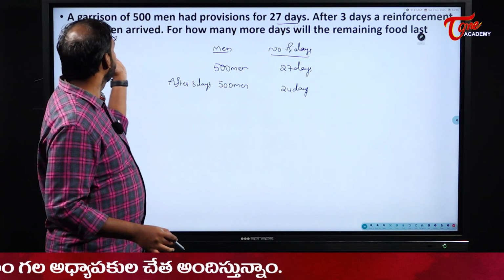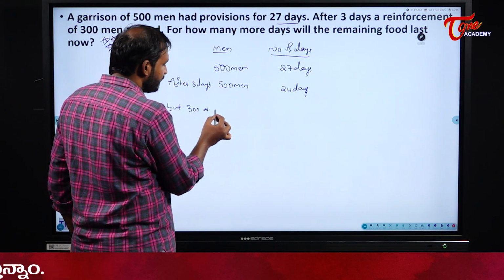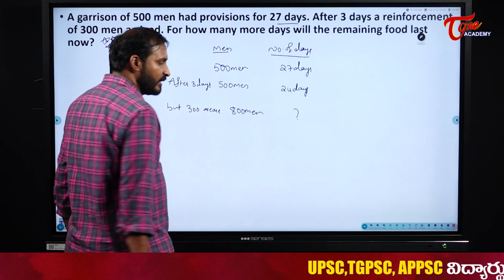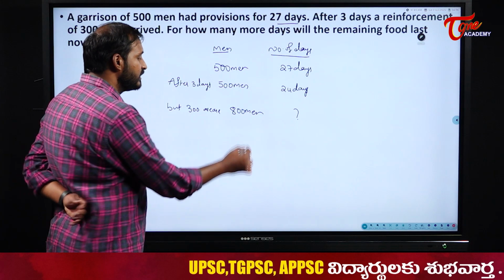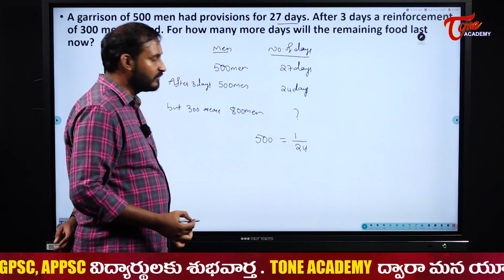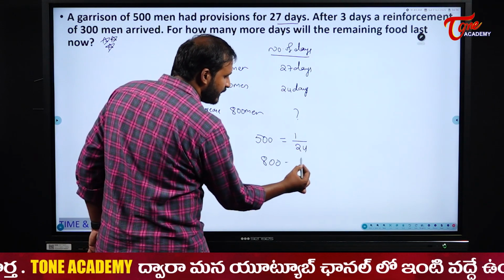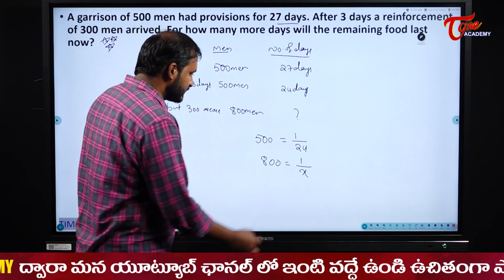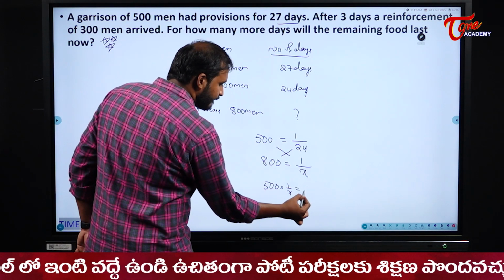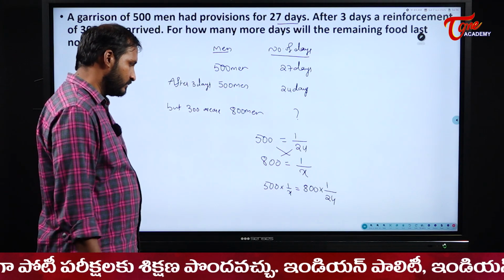But now what is happening? A garrison of 300 men has newly arrived. So what is my new strength now? For 800 men, how many days will the food be left? That is the relation. Now see here, students, 500 men is equal to 1 by 24. The reason is that these two are inversely related. So for 800 men, the food will be left for 1 by x days. Cross multiply it. So what will you get here? 500 into 1 by x is equal to 800 into 1 by 24. That is the case, right?